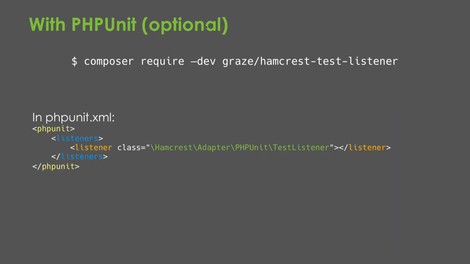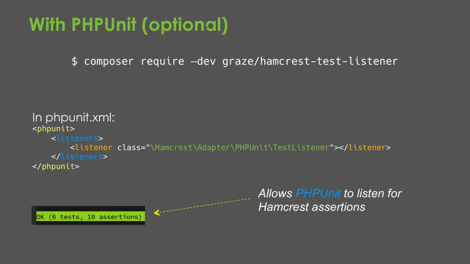Once you've installed that package, you can update your PHPUnit config with these lines, and that adds a test listener to PHPUnit. All that does is it means that PHPUnit will accurately count and listen to the assertions that Hamcrest makes. So if you don't install this package, when you run your tests, if like me you like seeing how many assertions you've made in a test, without this listener you won't be able to see that. It'll just say 0 assertions.